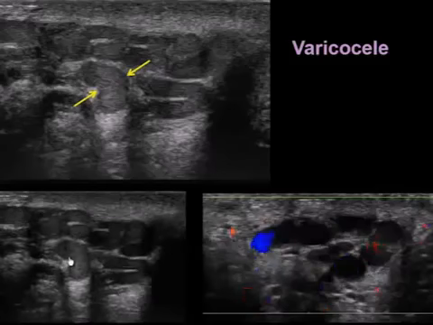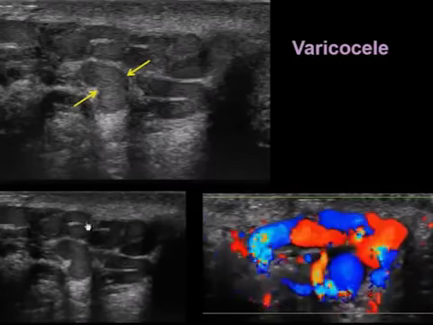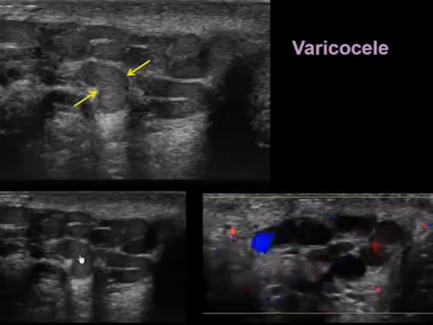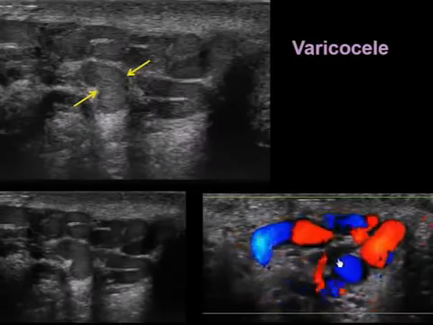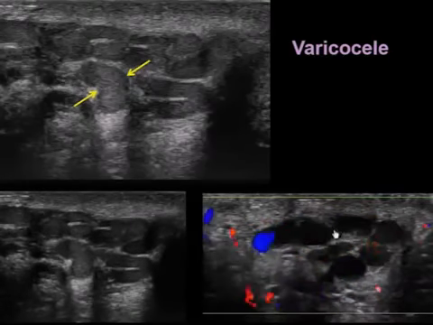On the two-dimensional image, you can see flow inside these veins. It's very slow flow, so that you can just see it with the real time. And here we see flow that's been elicited by a Valsalva maneuver with color Doppler.